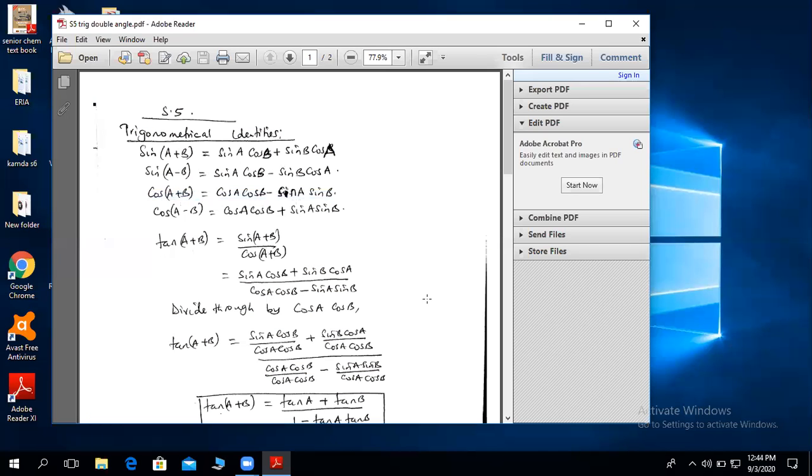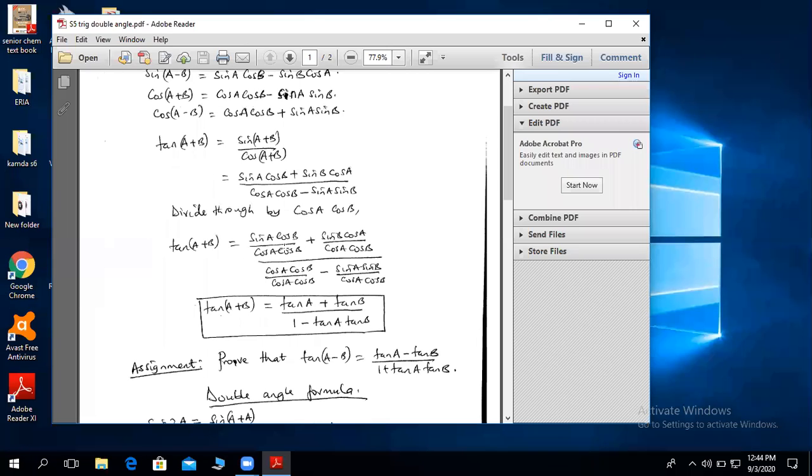Now, we divide through by cos A, cos B. Everything we divide by cos A, cos B. And that's what I'm doing here. When I divide sine A cos B out of cos A cos B, cos B is going to cancel here. And if it cancels, I end up having sine A out of cos A, and the answer is tan A.